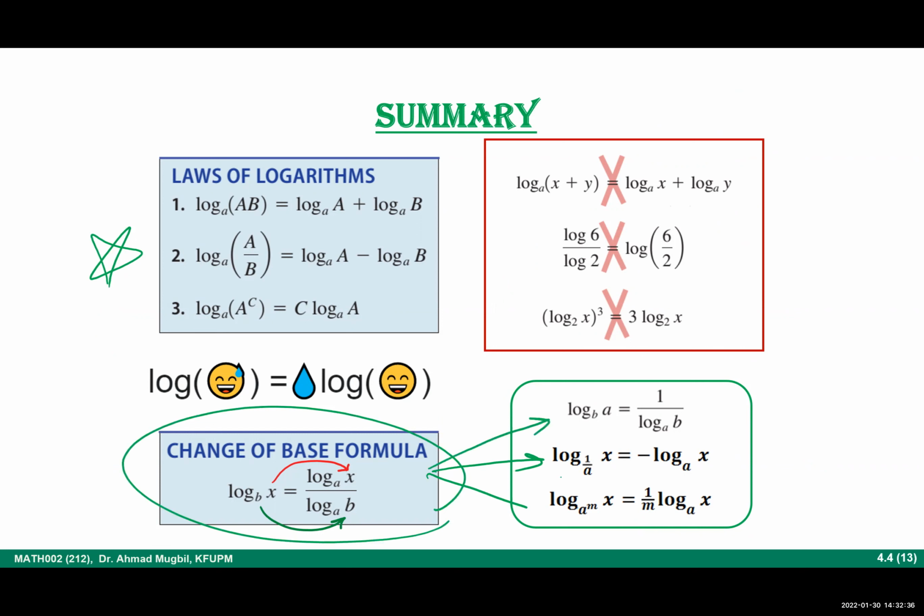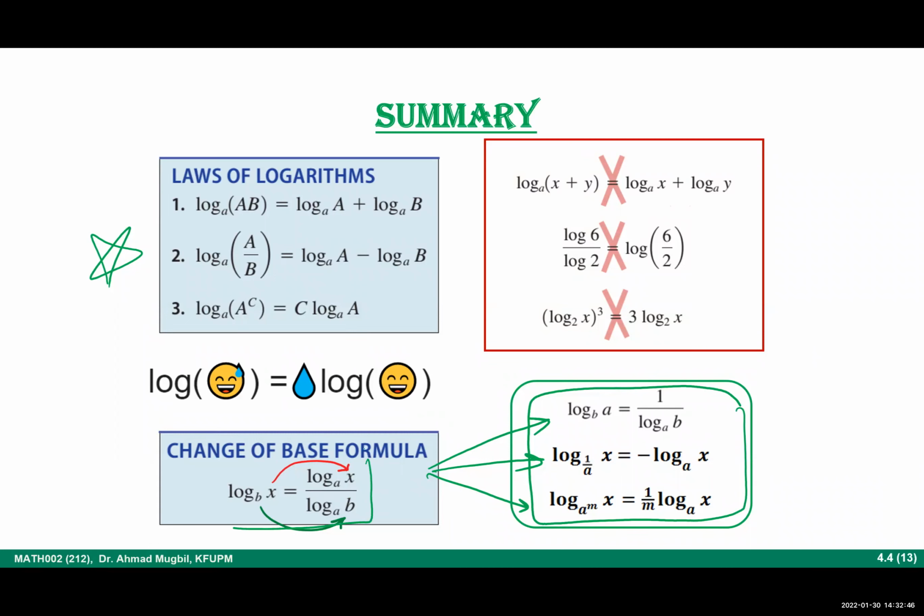They are so important. If you can remember them, it will be better. This will save your time. If you don't, it's okay. Go back to the change of base formula. So let's remember them. When you change the base and the argument, it is the reciprocal. When you have log 1 over A of X, it is negative log A of X. When you have log A to the power M, it is 1 over M multiplied by log of A. This is when you want to change.